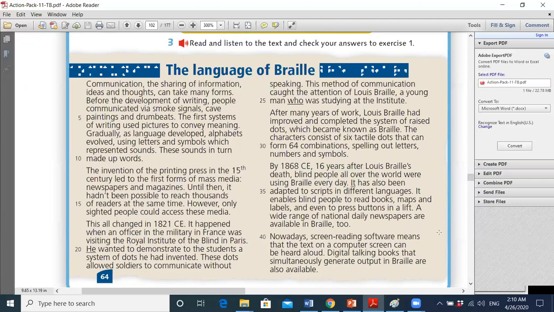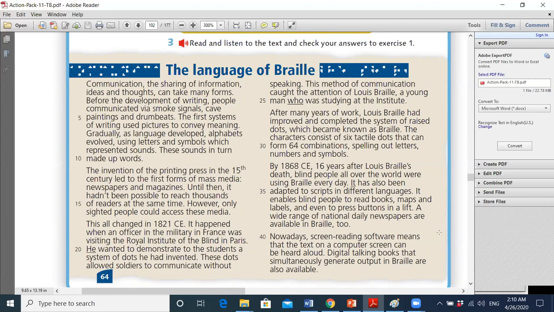So what is communication? It is the sharing of information, ideas, and thoughts. And the sharing of information can take many forms, can take many shapes. It can happen in different ways. How do we communicate? How did people communicate a long time ago?